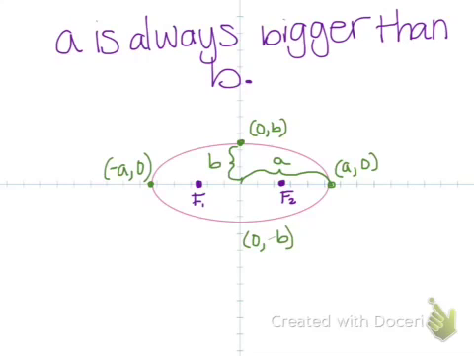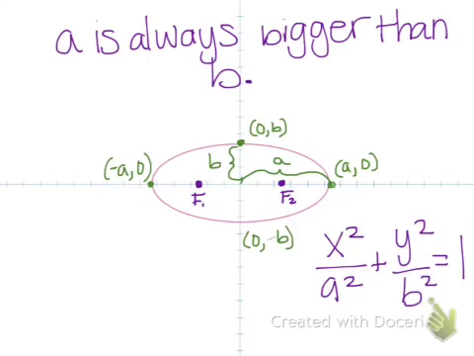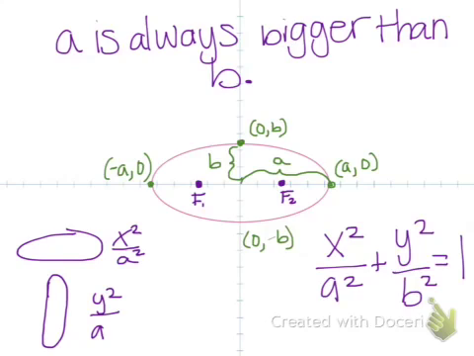Now, something with ellipses: a is always bigger than b, and that's what you use as your benchmark. So for this particular ellipse, x squared over a squared plus y squared over b squared equals 1. If you have a horizontal ellipse, it's x squared over a squared. If you have a vertical ellipse, it's going to be y squared over a squared. So it's kind of like it's circling the axis that it's focusing on. If it's wider, it's circling the x-axis. If it's taller, it's circling the y-axis.